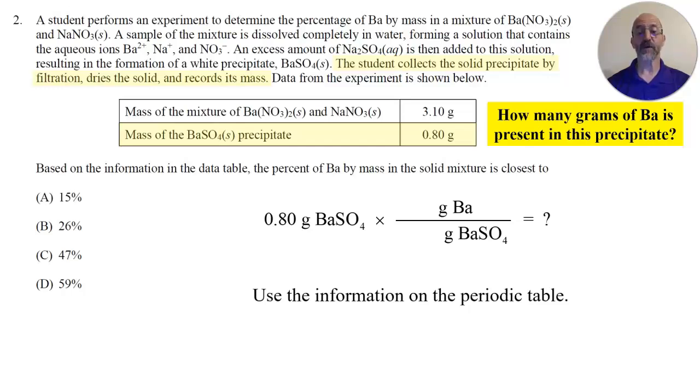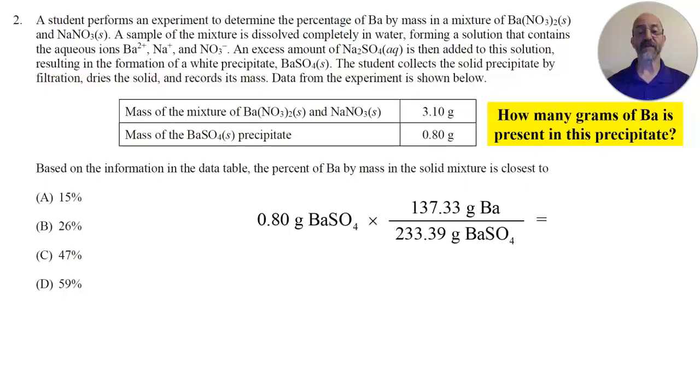So on the periodic table, we can see that barium has a mass of 137.33. And if you add up the mass of 1 barium, 1 sulfur, and 4 oxygens, you get a formula mass for BaSO4, which is 233.39.